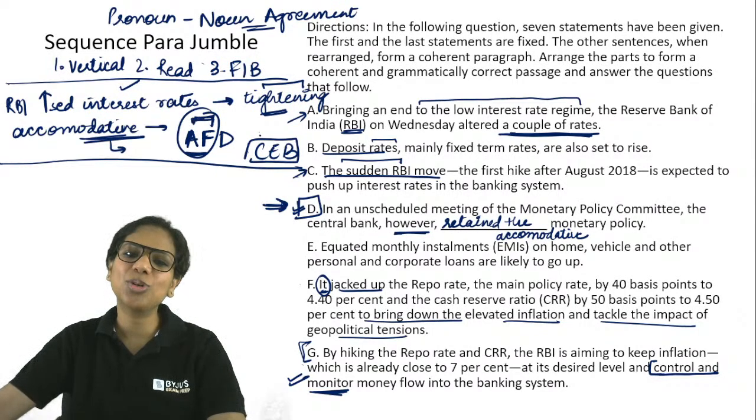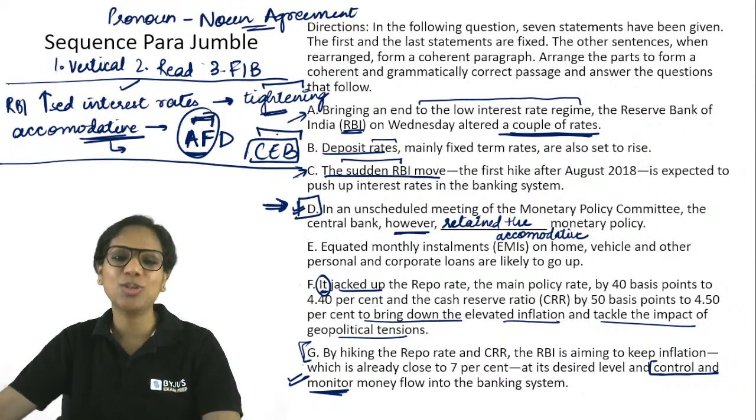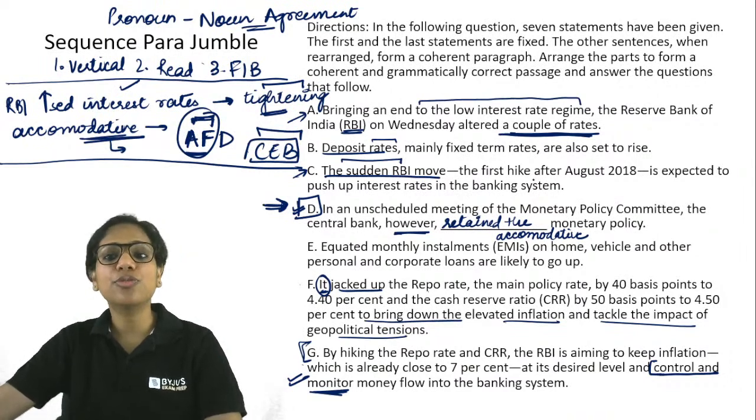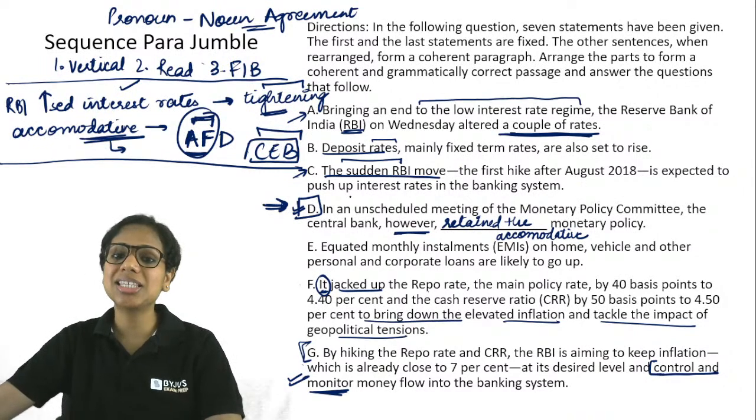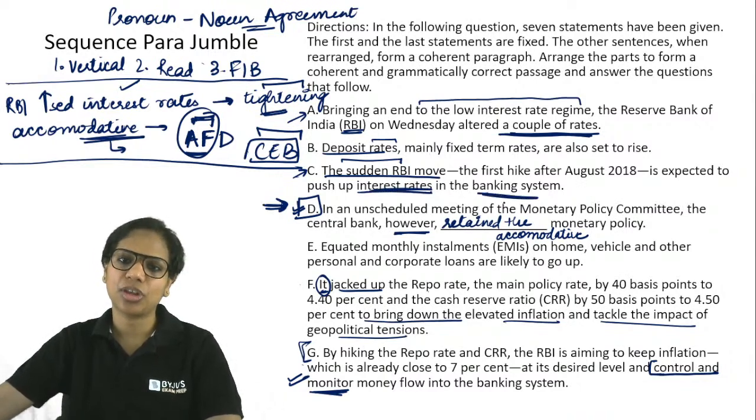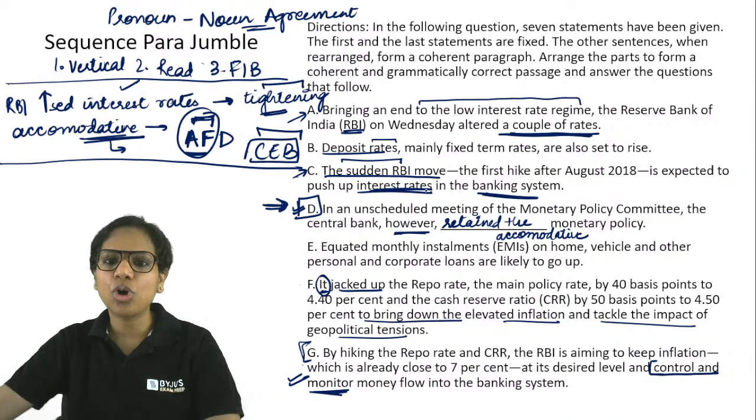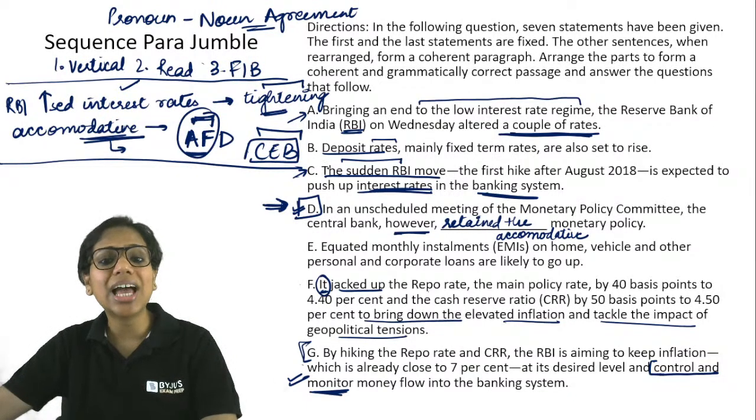If let's say you are able to do this much, this is a lot when you are given options. Okay, you'll probably not even need to do this much. So why is CEB a sequence? Because I'm saying the sudden RBI move, the first hike after August 2018, is expected to push up interest rates in the banking system. Okay, so what type of interest rates in the banking system? I'm just now elaborating on this, right?